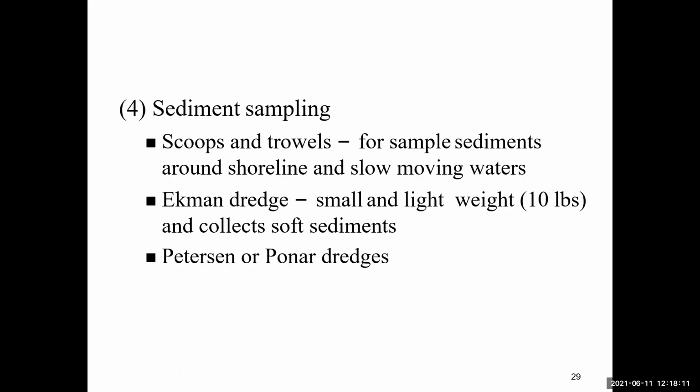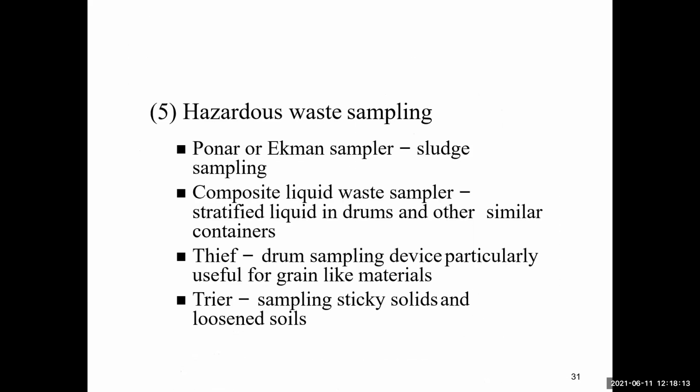These are the equipments. Now, hazardous waste sampling. How to collect hazardous waste? The Coliwasa and Ekman sampler are used for sludge sampling. The composite liquid waste sampler is for liquids in drums and other similar containers. The thief drum sampling device is particularly useful for grain-like materials. And the trier sampling is for thickly solid and loose soil.